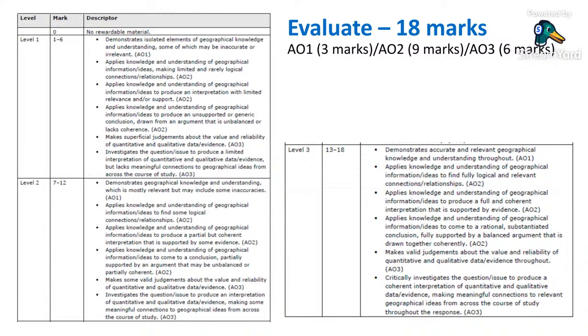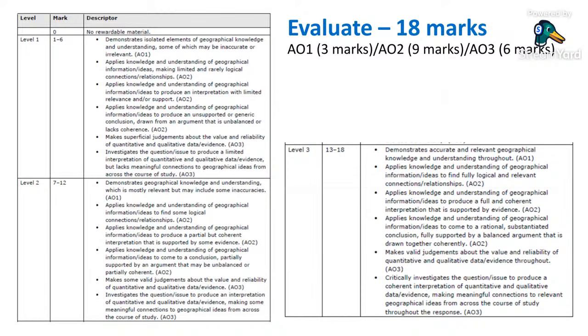That's that AO2, that lovely AO2 content there. And then you're making connections and conclusions from the geographical idea. That's starting to bring that AO2. You're using the data, the quantitative and qualitative data and evidence that's provided, and indeed your own, to make sense and make these judgments. That's the AO3 content too as well there.